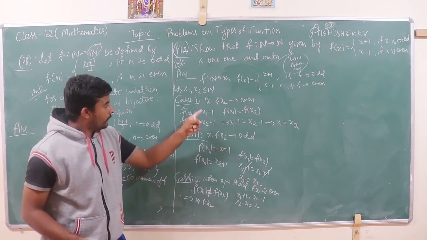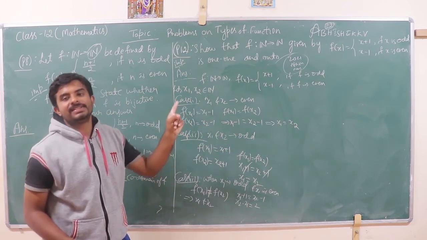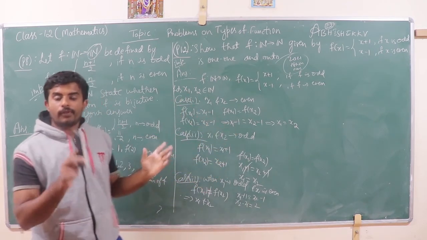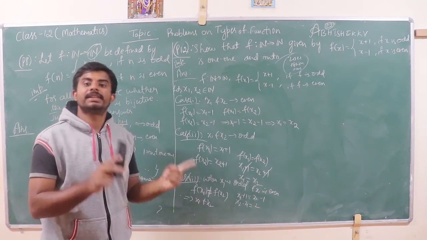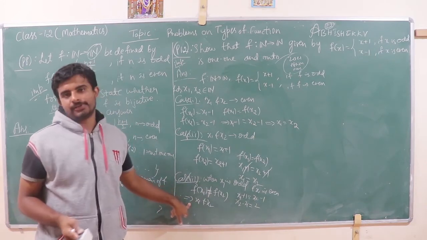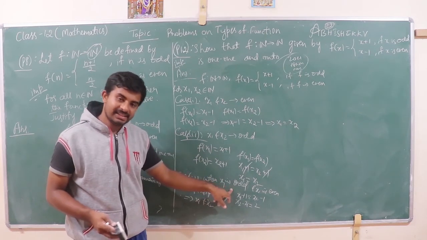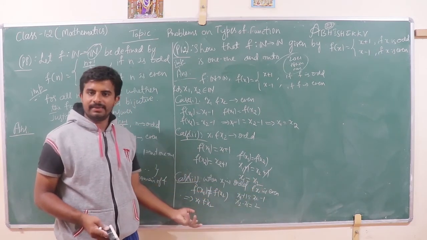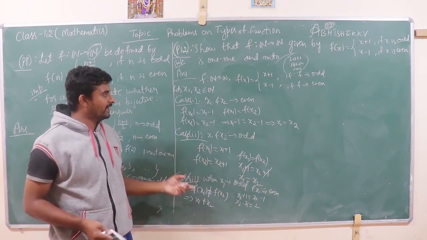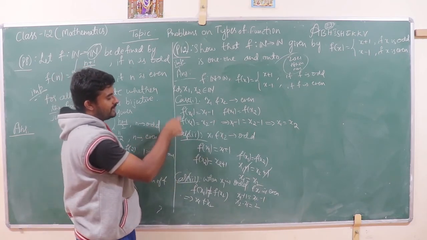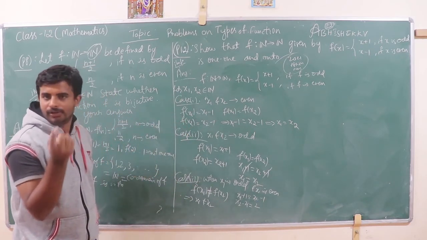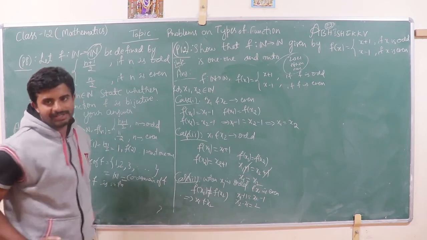Okay? F of x1 is equal to f of x2 implies x1 is equal to x2 is also 1-1. F of x1 not equal to f of x2 implies x1 not equal to x2, that is also 1-1, in all three cases. Then the next case, if x1 is even, x2 is odd, is a similar case, right? In all cases, we get f of x1 is equal to f of x2 implies that x1 is equal to x2. Therefore, the given function is 1-1.